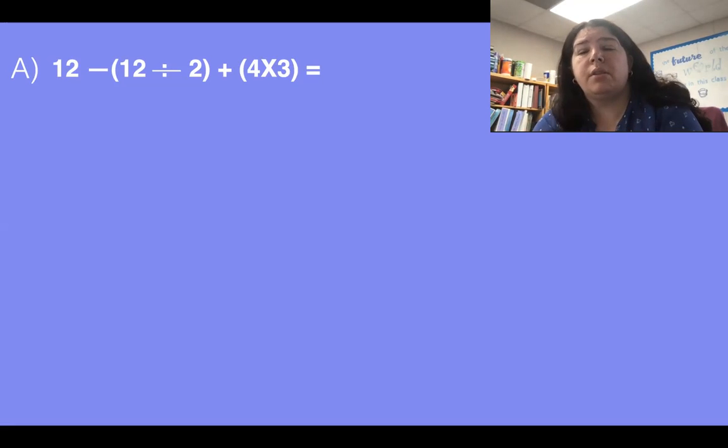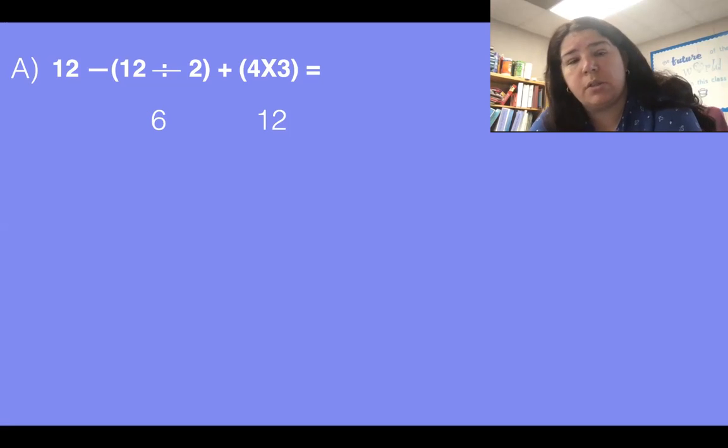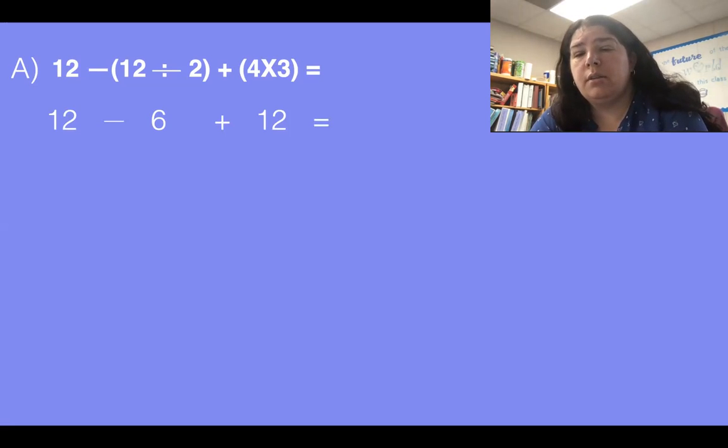Okay, you have to do the parentheses first. So in this case, we did 12 divided by 2 equals 6. And then we did 4 times 3. Like I said, you could do those the other way around. Do 4 times 3 first. And then we're going to bring down our 12 and bring down our subtraction sign and bring down our plus sign. Then we bring down our equal sign.